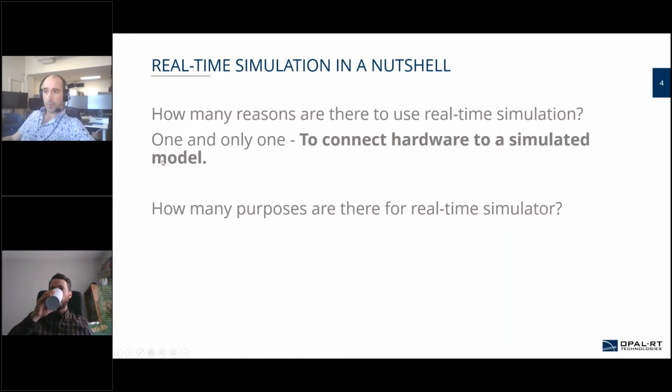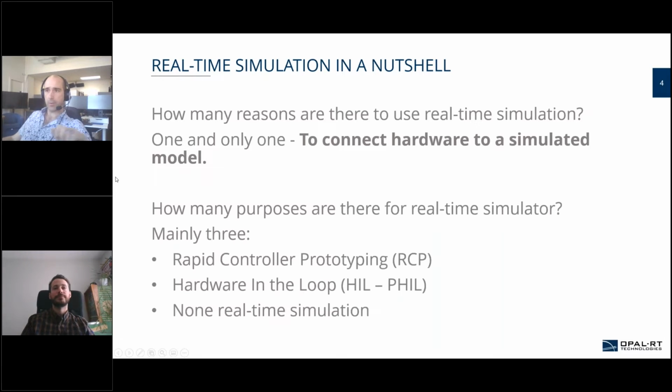Now, how many purposes are there for a real-time simulator? You just spent a lot of money on it, so you might want to make it more useful than just one single thing. There are mainly three: rapid controller prototyping, what we call hardware in the loop, or non-real-time simulation.